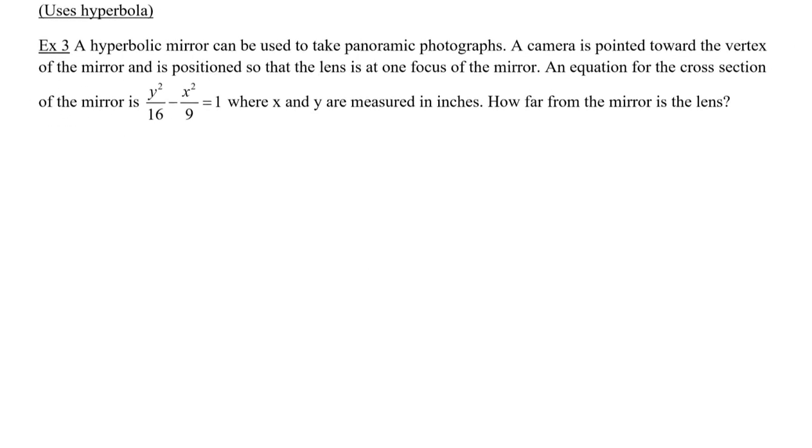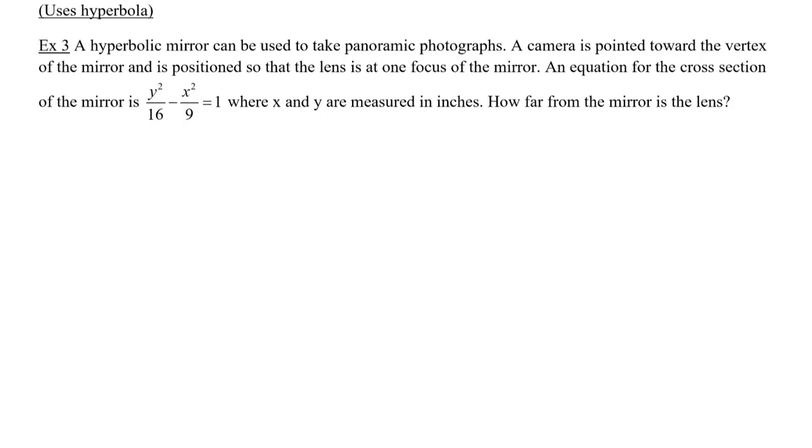So in this problem, they tell us it's a hyperbolic mirror, so we don't have to guess what kind of shape it is. They straight up tell us, which is cool. It's used to take panoramic photographs, and the camera is pointed towards the vertex of the mirror and is positioned so that the lens is at one focus of the mirror. An equation for the cross-section of the mirror is given by y squared over 16 minus x squared over 9 equals 1, where x and y are measured in inches. How far from the mirror is the lens?